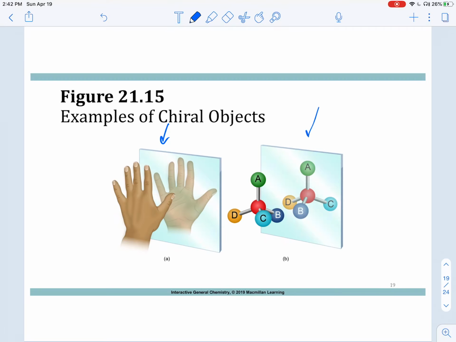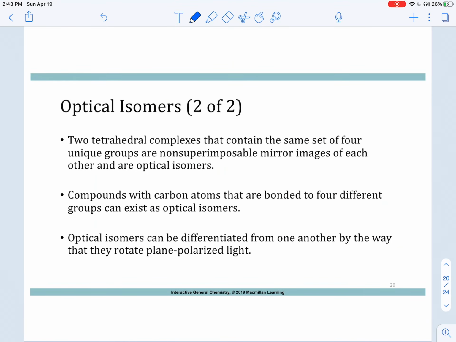And here is kind of what I did. You have this A, B, C, D, 4 different things. And this brand new molecule over here is its mirror, non-superimposable mirror image. This is what I just mentioned. It says two tetrahedral complexes that contain the same set of 4 unique groups. We would call those optical isomers. So it has to have 4 unique groups on the carbon center.